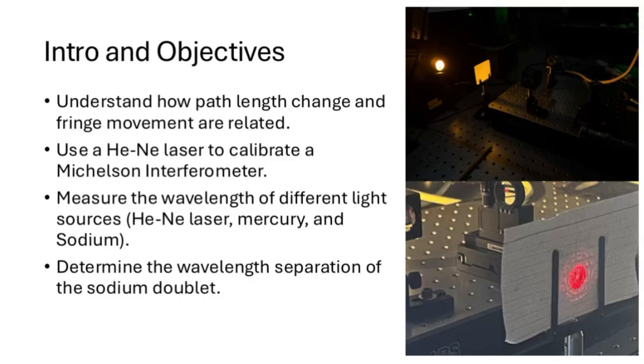So the main objective for this lab is to calibrate a Michelson interferometer by using a helium neon laser. We essentially count the number of fringes, plug it into an equation, find a calibration factor, and we're able to use this to find the wavelengths of different sources. We'll also be able to find a wavelength separation of a doublet by observing the nulls in between fringes and making a calculation based off of that.